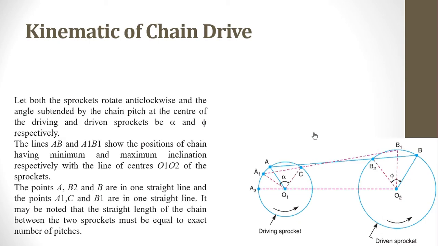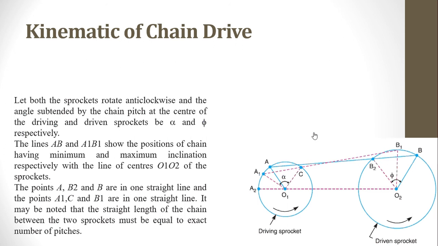Now coming towards the kinematics of the chain drive. If we assume that there is a chain connected between the two sprockets, one is the driving and one is the driven. The driving one is the left one and the driven one is the right one over here. The initial position is A, B, O2 and O1. If we move the sprocket anti-clockwise, the point A will become A1 and the point B will become B1.